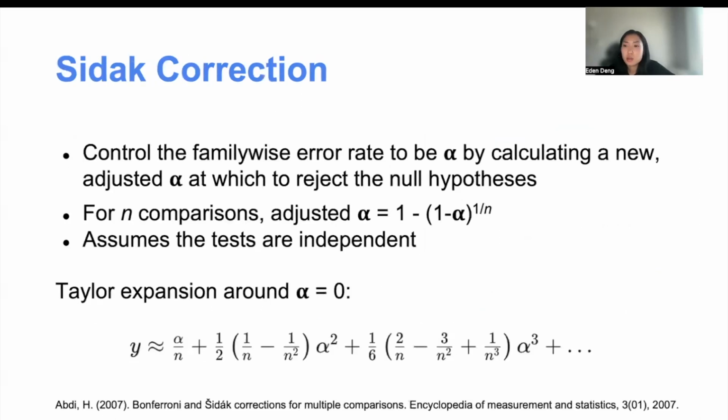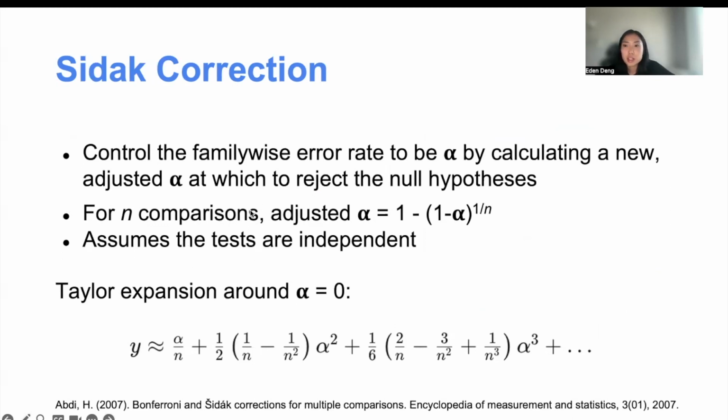All right, so we'll start off with the Sidak correction. So this is a method to control the family-wise error rate at some desired alpha level. And it's not used as commonly as the Bonferroni, but the Bonferroni is actually an approximation of the Sidak correction, which is why I'll introduce the Sidak first.